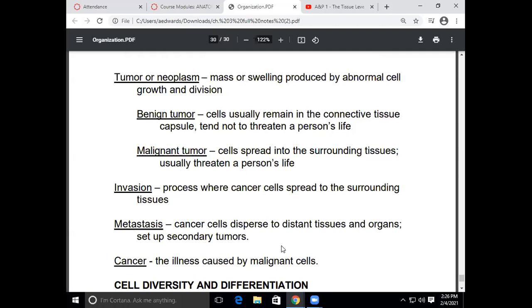So that's why you want to try to catch cancers before they become malignant, right? Because sometimes you'll catch them, it's too late and they've already spread somewhere else, even though you cut the cancer out where it was, right? And cancer is that illness that is caused by these malignant cells.